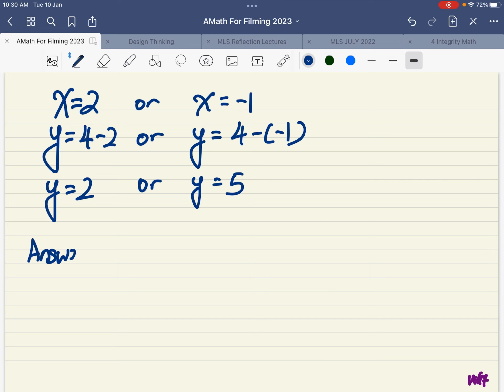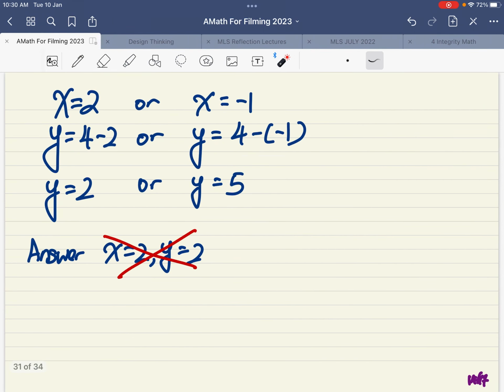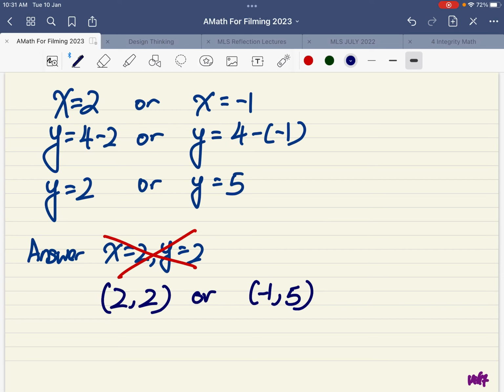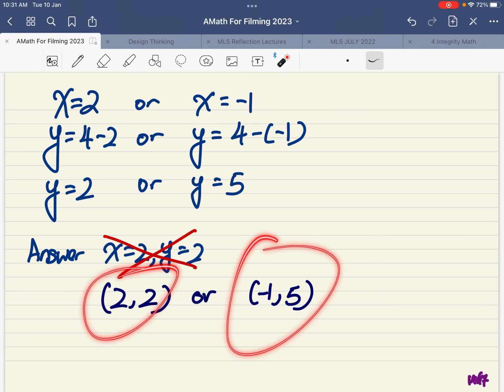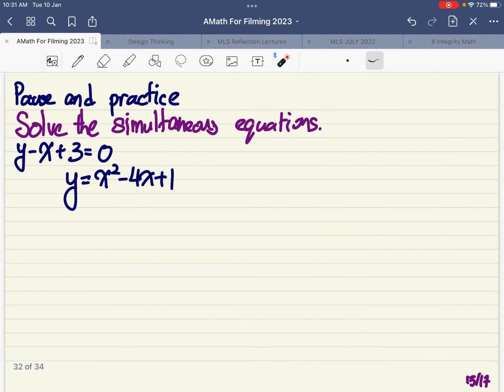Now, if you were going to write your answer as x equals 2, y equals 2, in this case that will be incorrect for this question. Because if you remember, at the start of the question, they actually ask you for the coordinates of the points. So what I should get here is the answer 2 and 2. The x coordinate is 2, the y coordinate is 2, or negative 1 and 5. So you would have to write it as a set of coordinates. Do pay attention to what the question is asking for, because you will be expected to present your answer as such.